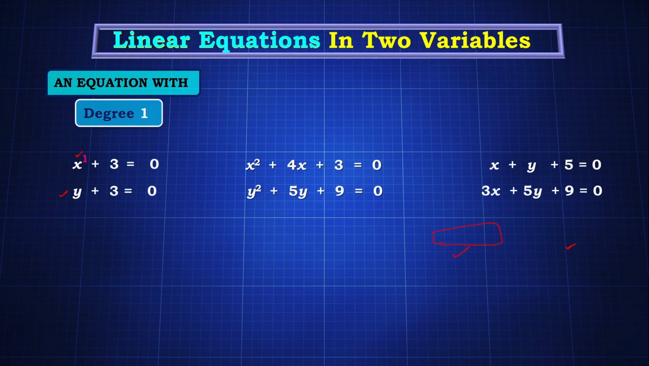Let's check it out here. The power of x is 1. The power of y is 1. The highest power of a variable in the equation is 1. That is why it is called a linear equation.